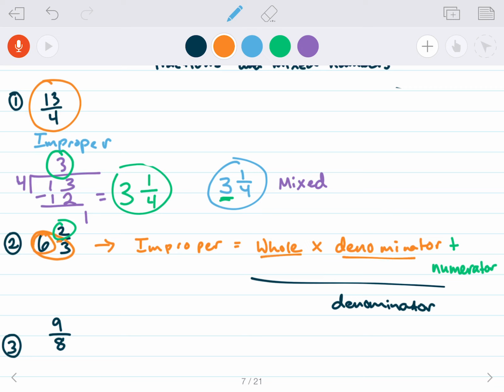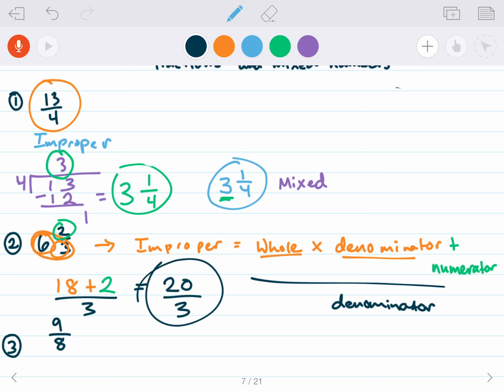So 6 times 3 is going to be 18. And we want to add the numerator to it, which is 2. And we want to put this all over our original denominator, which was 3. So 18, 19, 20 over 3 is our improper fraction here. And we can look at this pictorially as well.